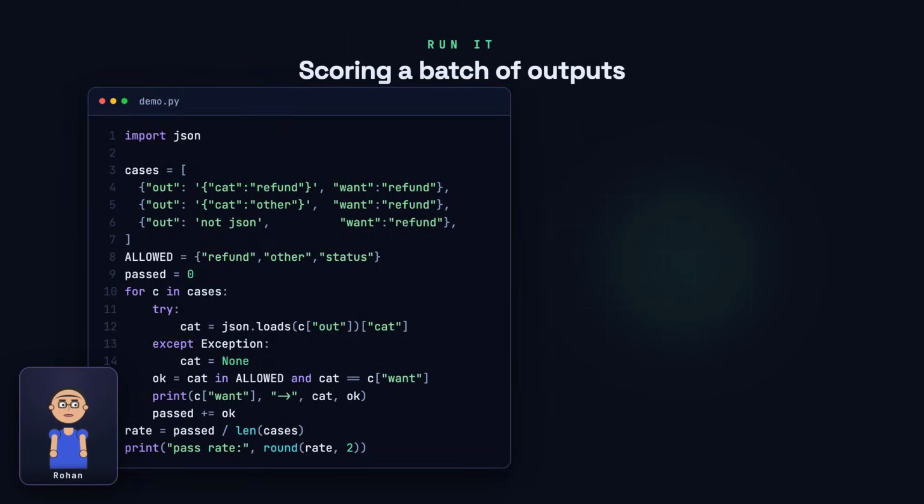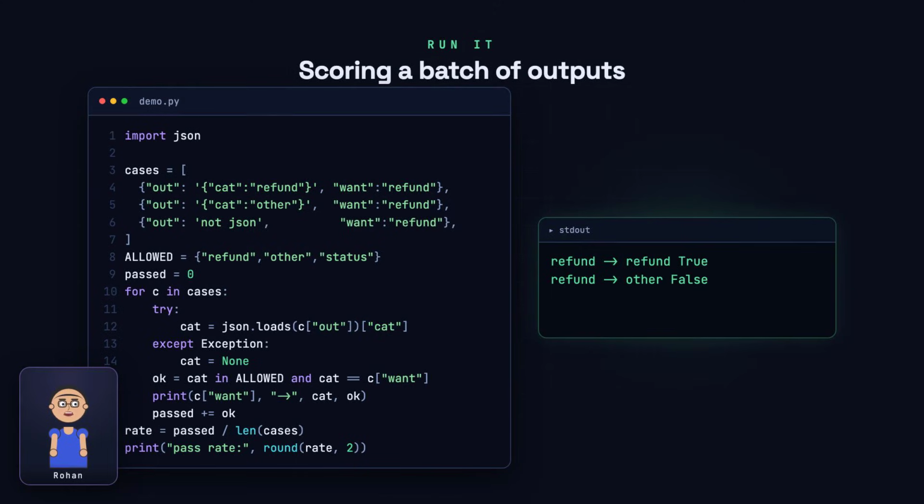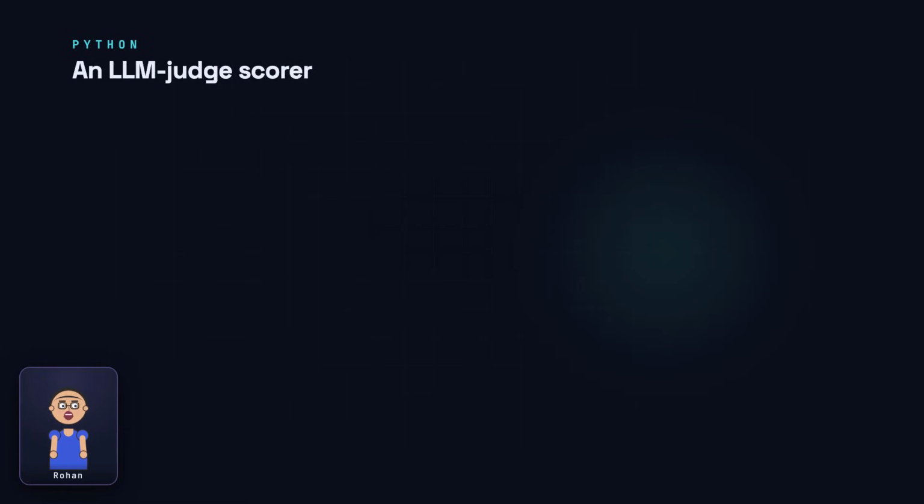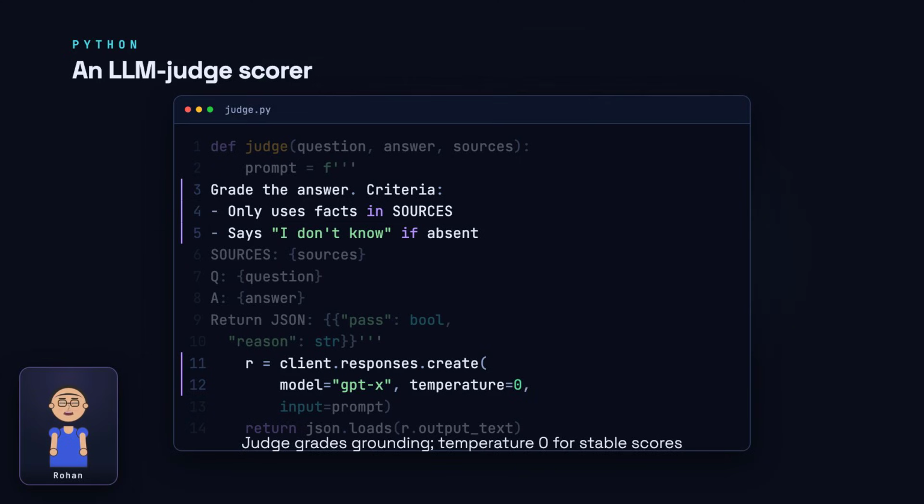Here's a real scorer. 3 model outputs, each expected to classify as refund. We parse the JSON, check the category is in our allowed set, and compare to what we wanted. One passes, one has the wrong category, one isn't even valid JSON. The result? A concrete pass rate of 0.33. No vibes, a number.